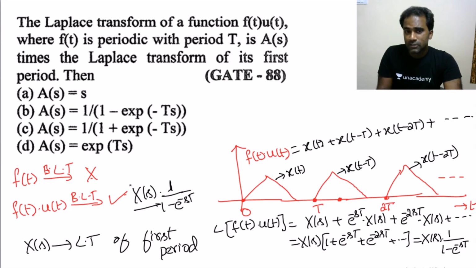Laplace transform of first period is X of s. It's multiplied with 1 by 1 minus e power minus sT. In this case they are assuming A of s as 1 by 1 minus e power minus sT. So A of s is nothing but 1 by 1 minus e power minus sT. Okay, fine. This is a standard question.